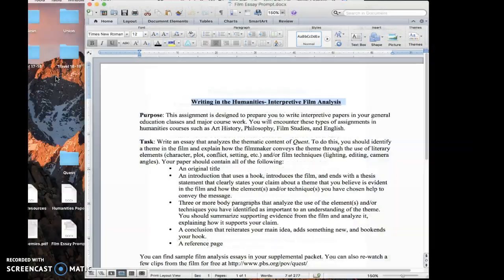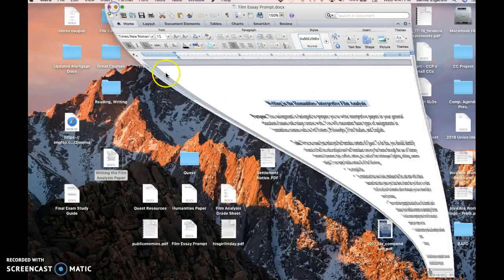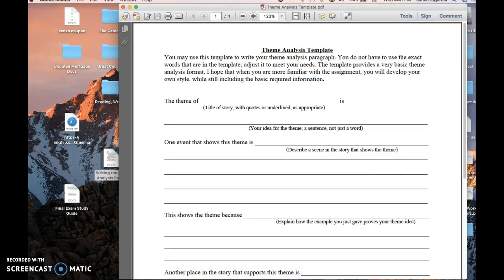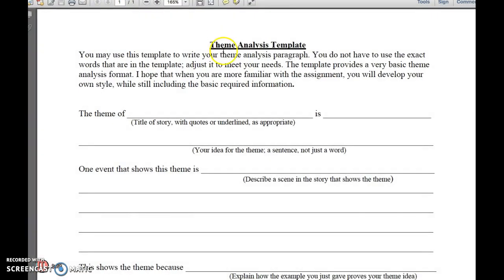Okay. And I want to go into a little more detail about the structure of the paper. So first off, this is a pretty simplified template to help you think about the structure of the paper. I'm going to follow this up by showing you a more involved template. But here's a theme of analysis template for a paragraph, right? But you could expand this to a paper, right? And the theme of Quest is, and you say what the theme is, right?